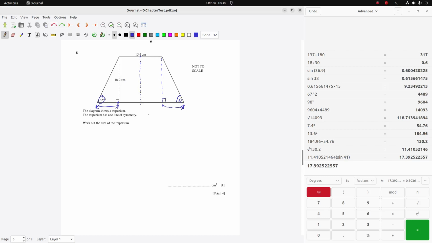Okay, so let's get started. First of all, we're going to calculate this distance. We're going to use one of those weird SOHCAHTOA things again. But which one? Let's write it down.